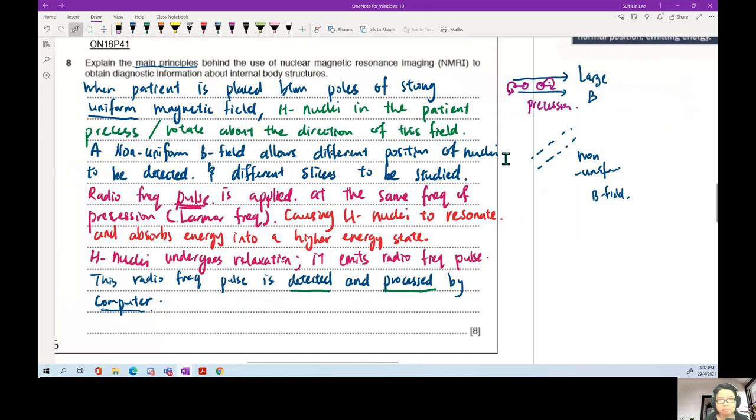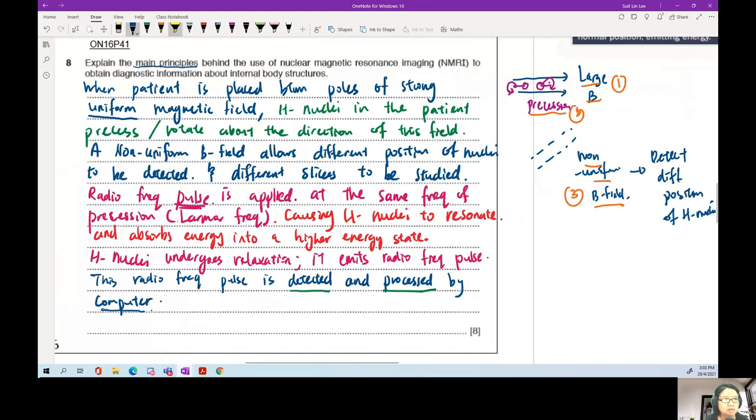So talk about the magnetic field. Large magnetic field, number one. Precession, number two. Non-uniform magnetic field, number three. And the reason why we have this non-uniform magnetic field is to detect different positions of hydrogen nuclei.